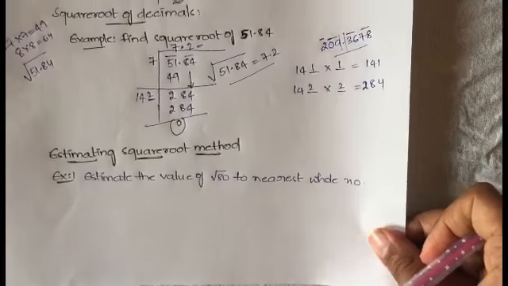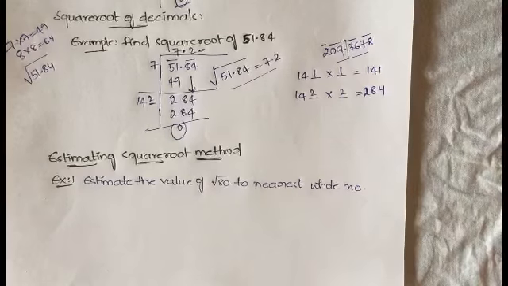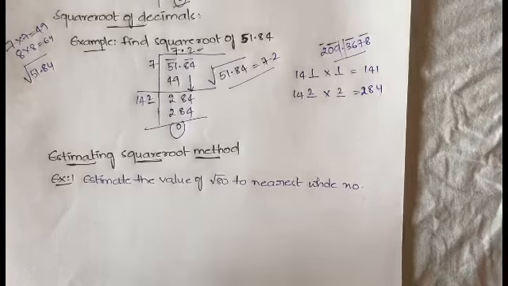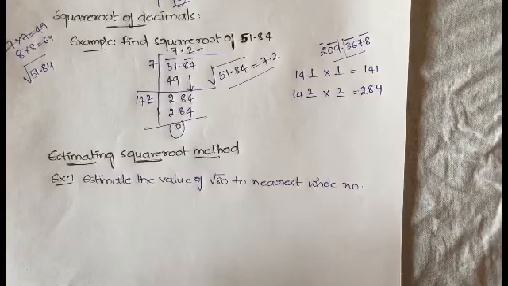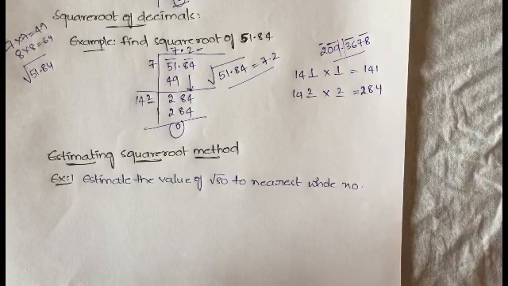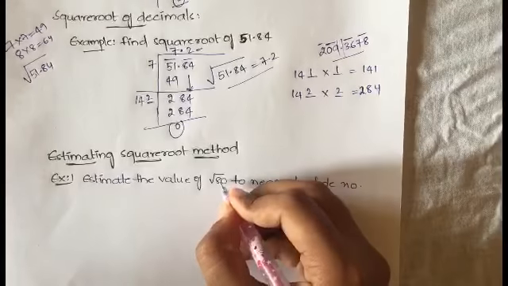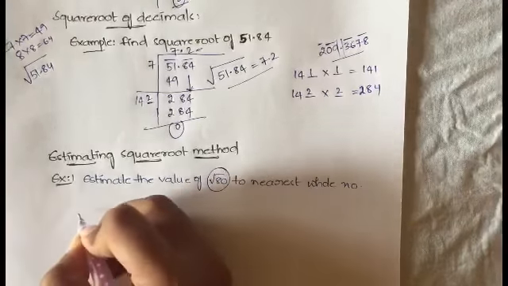Okay, the next method we have is the estimating square root method. You use this method when you are finding the square root of a number which is not a perfect square, or even you can use it for perfect squares also, but there are some numbers which are not perfect squares and you have to estimate to the nearest whole number. Then you can use this method. I'll tell you with an example. He is asking us to estimate the value of root 80 to the nearest whole number, right?